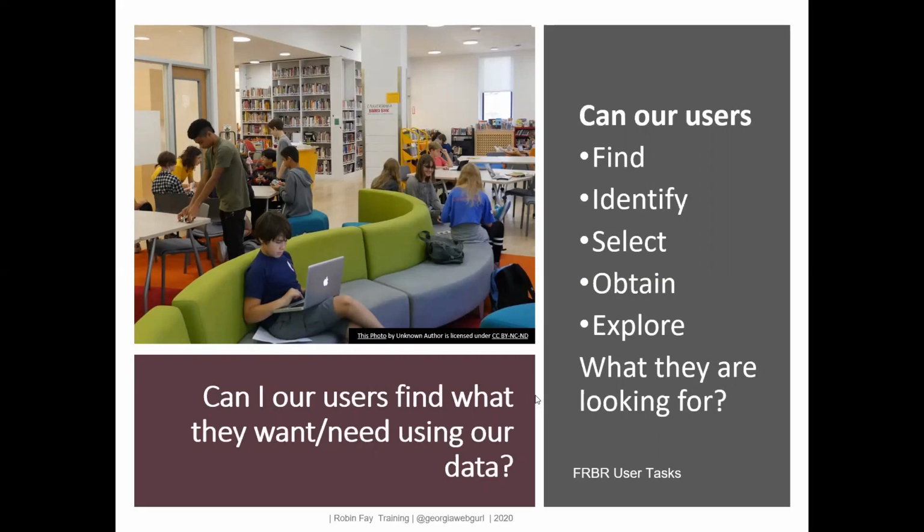So, can our users find what they're looking for? Can they identify it? Can they actually look at that record, look at the data that we've created, and can they first, using the search engines, using our ILS, search and find what they're looking for? So can they identify from that list of resources that that's what they want? And then can they select it? Can they choose it? And this may be, if you have digital files you're working with, can they from that list choose an appropriate resource that they want or need?